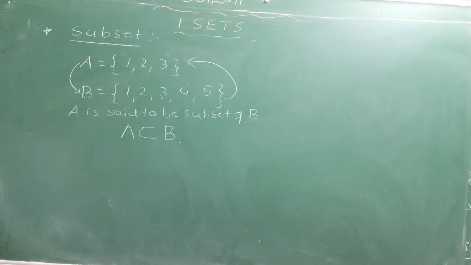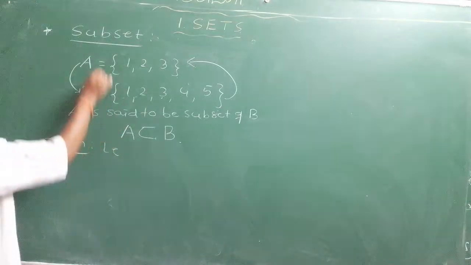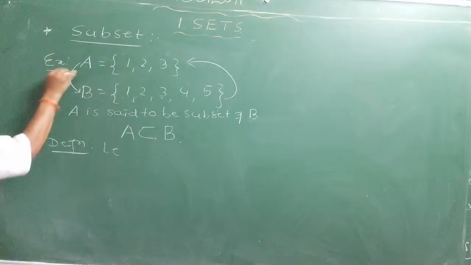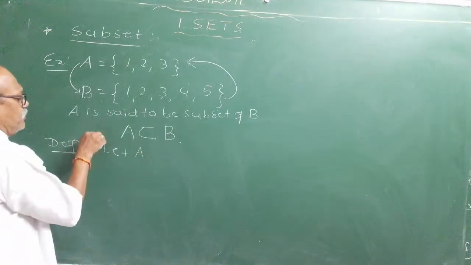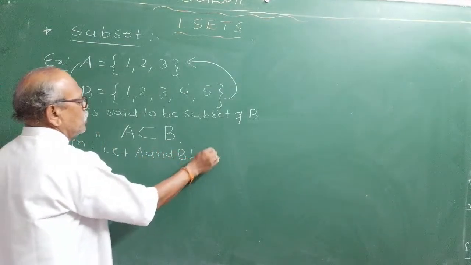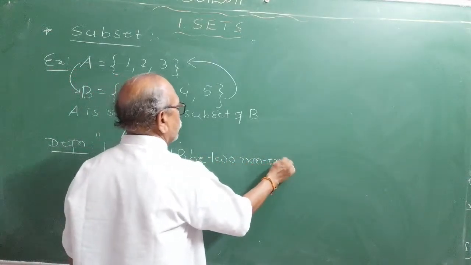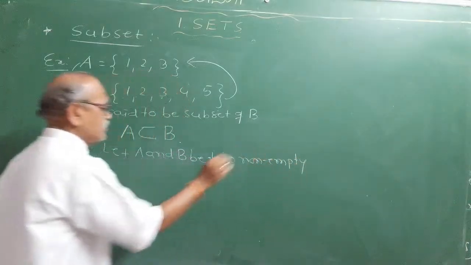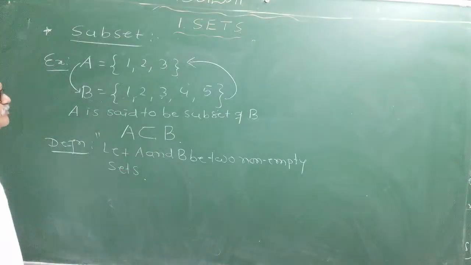Are you getting me? Okay. Now let us write the definition of subset. First you note down the example, you will understand clearly. Then you will write the definition. Let A and B be two non-empty sets. This is compulsory. Non-empty. You have the practice of writing non-empty, right?